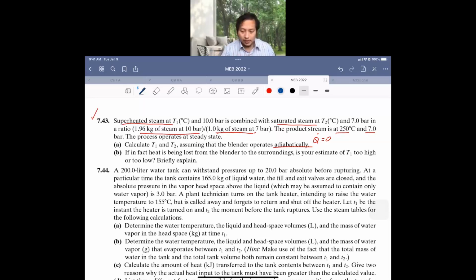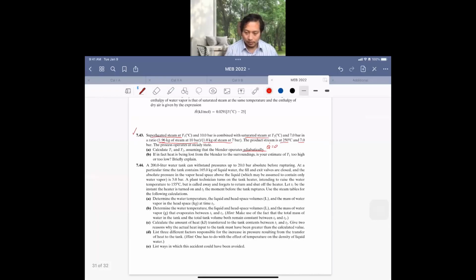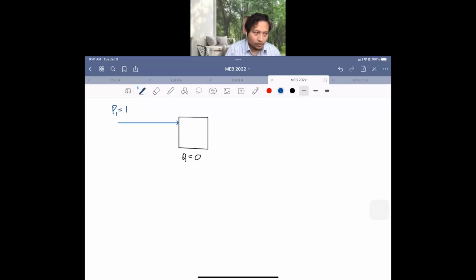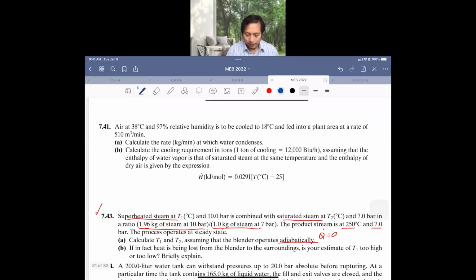So perhaps we start from looking at this ratio. So if we have 1.96, okay, for every 1 kilogram of steam, so we can set up our streams, our kilogram for the steam. We can take a new page that we have a system. Let's say that the heat flow is zero. First, we have the first stream, the superheated. This is 10 bar T1, and we have 7 bar T2. Now the ratio is 1.96 kilogram of steam.